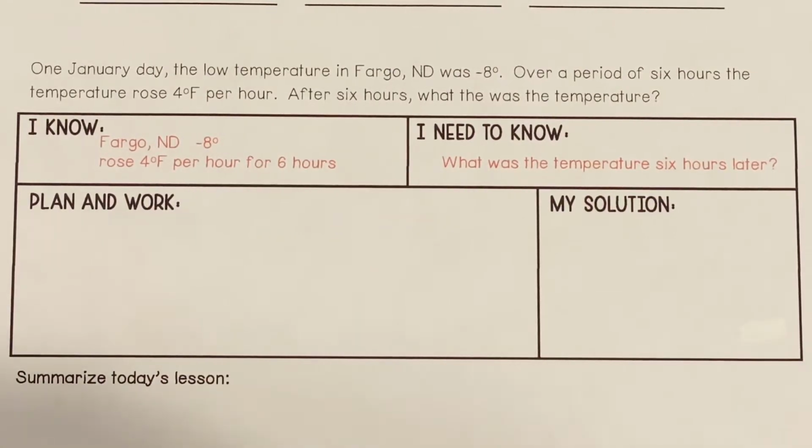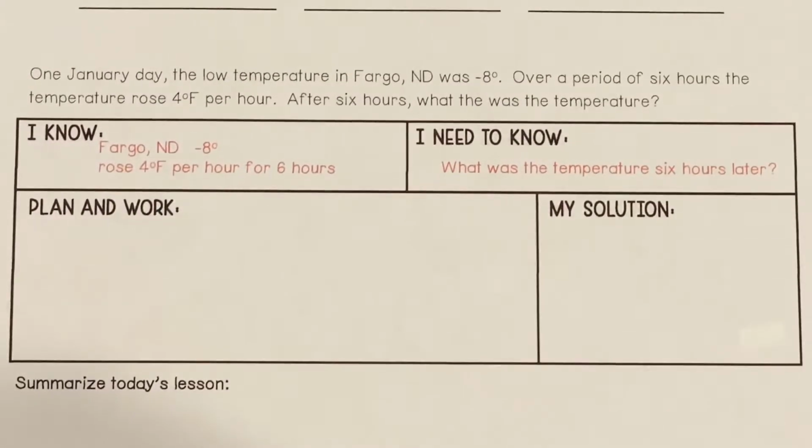So let's look at this. Let's look at what we have. We have one January day, the low temperature in Fargo, North Dakota, was -8 degrees. Over a period of 6 hours, the temperature rose 4 degrees per hour. After 6 hours, what was the temperature? Okay, so what is it asking us to do? What is the information that we need to use?